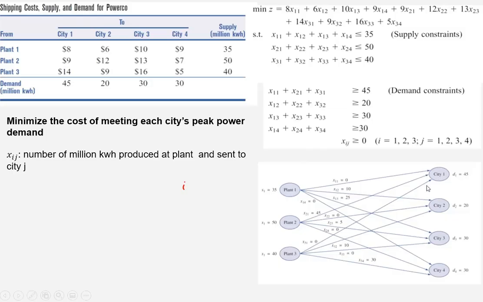And the same thing for the cities. The total coming to city 1 is 0 plus 45, so it is at least what it needs, which satisfies that constraint.